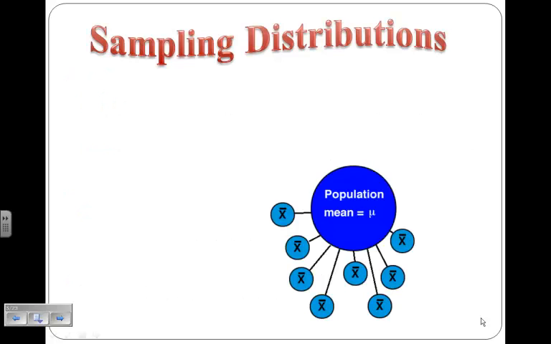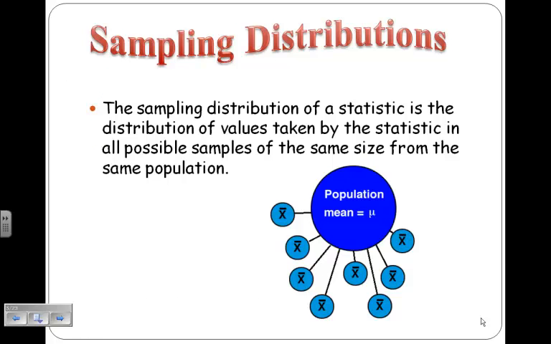So, sampling distribution. A sampling distribution of a statistic is the distribution of values taken by the statistic in all possible samples of the same size from the same population.